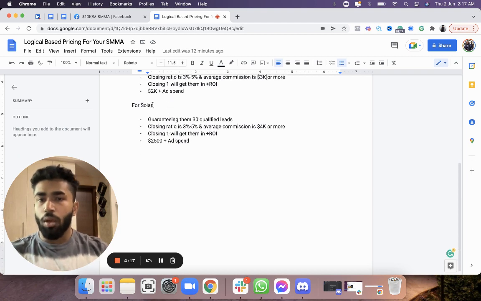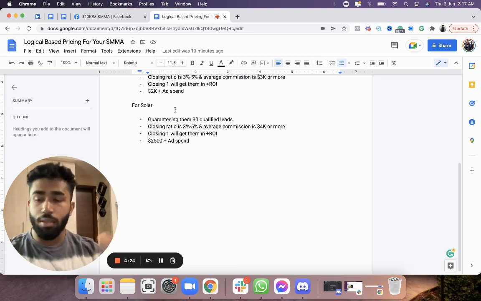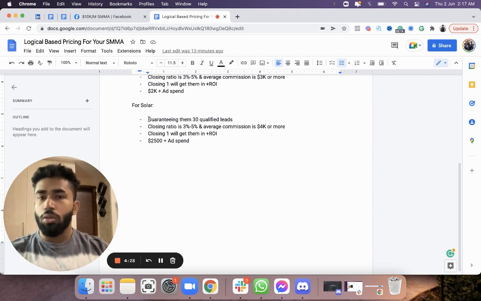If I talk about solar, this is kind of my own pricing, but we still have different prices available. This is just an example so that you can understand. Again, for solar, the worst case scenario, we are guaranteeing them 30 qualified leads. Closing ratio, again the worst case scenario, is 3 to 5%, and the average commission is $4,000 or more. So let's suppose they close one sale with us, they're going to make $4,000 no matter what. They're still making that kind of money, right?